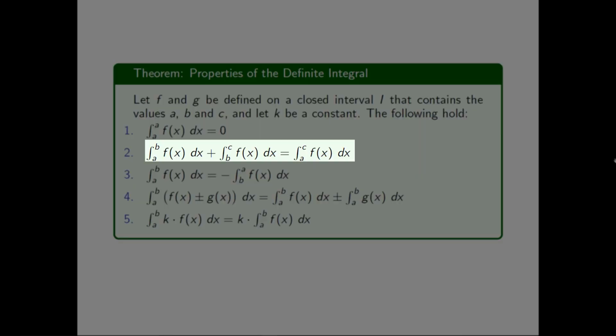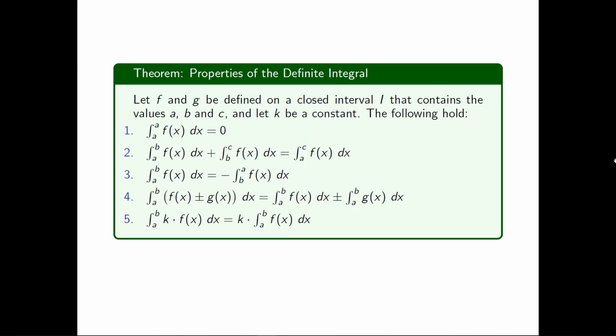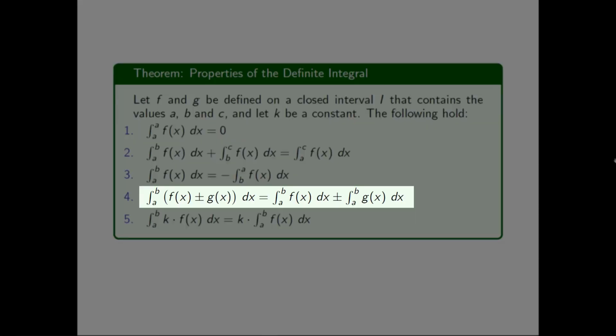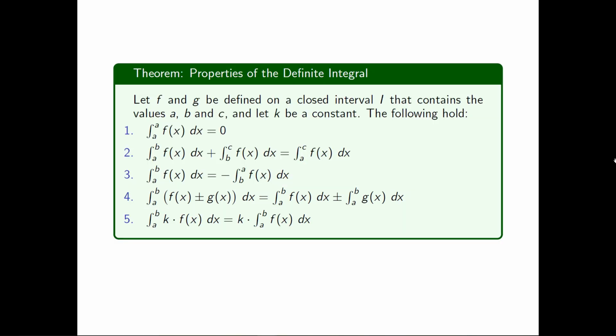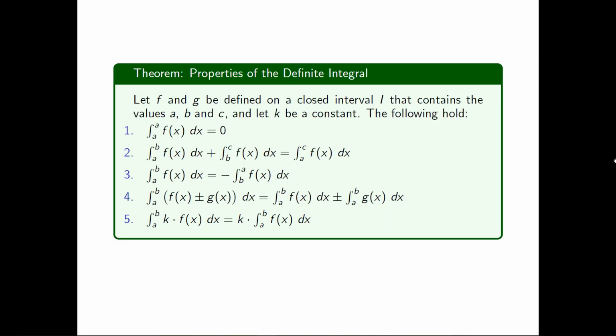Number 2 we'll look at in just a second. Number 3 says that if we switch the limits of integration, we get the negative. And numbers 4 and 5 are similar to things we saw with the indefinite integrals, that if we add or subtract two functions within the integral, we can add or subtract them and take separate integrals. And the final one, number 5, says if we have a constant multiplied by the function, we can take that constant outside.